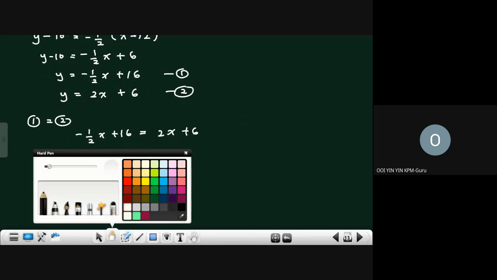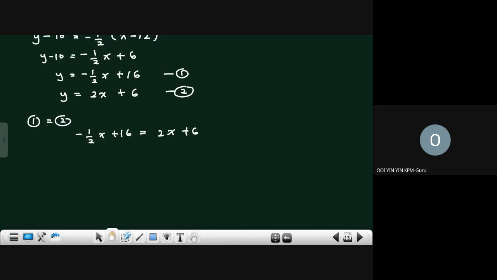Okay, find your x. Here, x move to here, you get -5/2x. And then 16 move to the other side, you get -10 here. So your negative here can cancel, and then your x will be 2 multiply with 10, you get 20 divided by 5, which gives you x equals to 4.